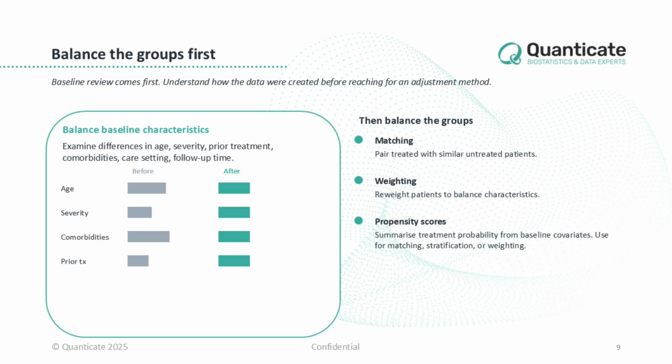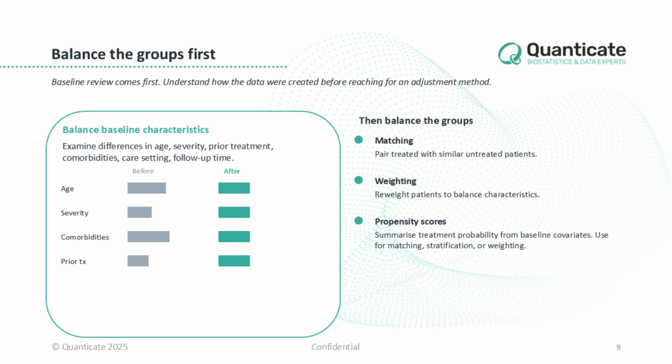Baseline review is one of the most important steps. Researchers need to examine how groups differ in age, disease severity, prior treatment, comorbidities, care setting, and follow-up time. The aim is to understand how the data was created. Methods such as matching and weighting can help make treatment groups more comparable based on measured covariates. Propensity scores are often used for this.